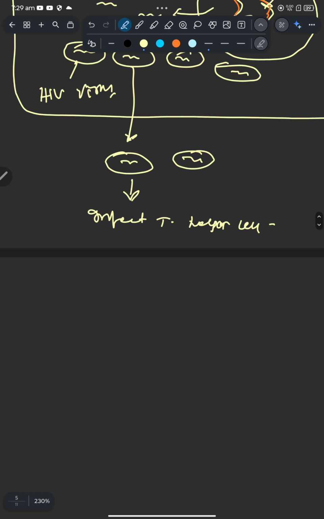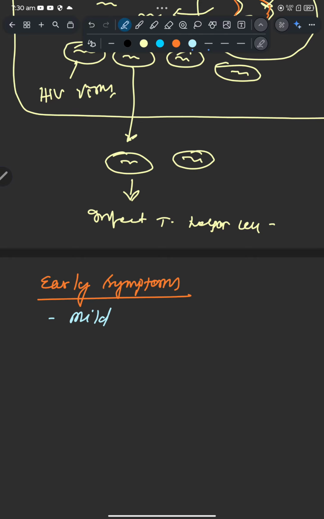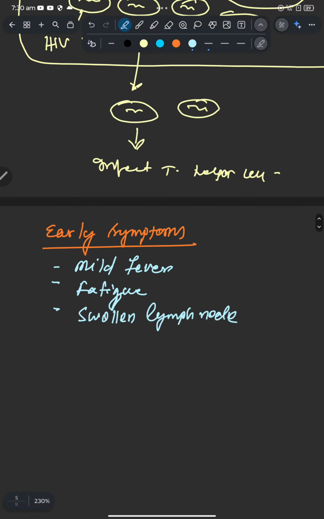Okay, now come to the symptoms. The early symptoms. The early symptoms include mild fever, then fatigue, then swollen lymph nodes. So these are the early symptoms.